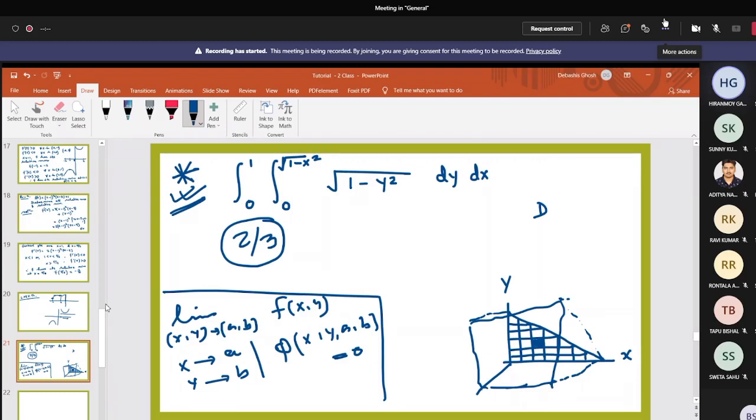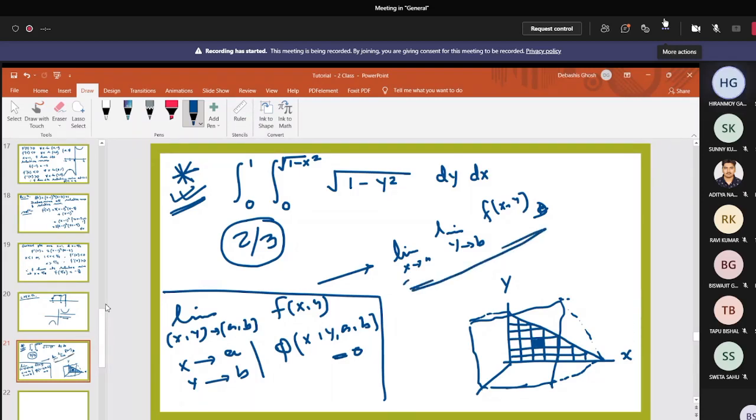But if you evaluate this limit by repeated limits, that is a different limit: limit x tends to a and limit y tends to b of f of xy. That time we are considering that as y tends to b, x is fixed. Because x is fixed, you evaluate it as a single variable limit. That is the repeated limit evaluation.